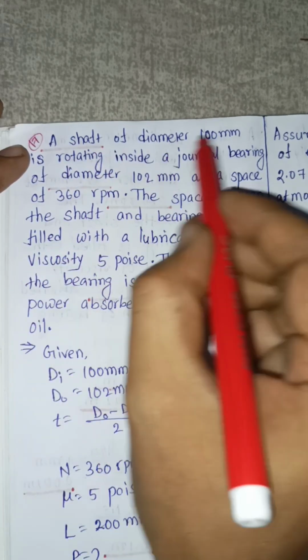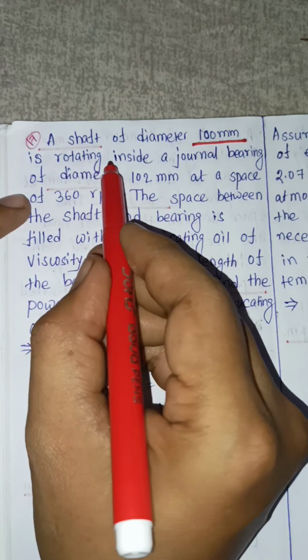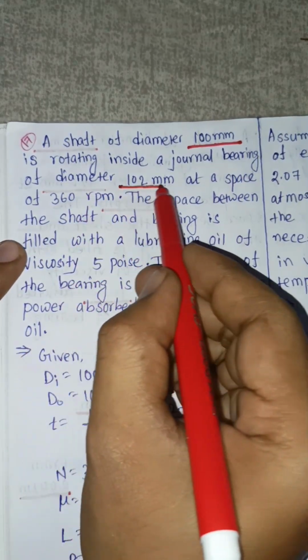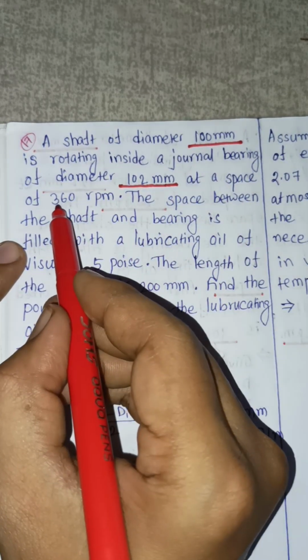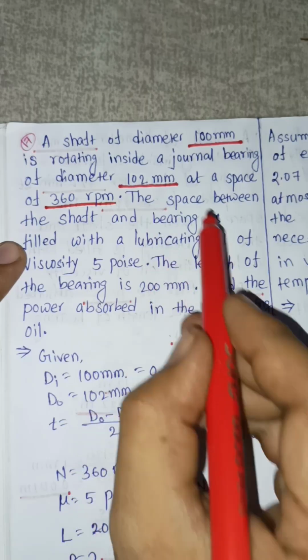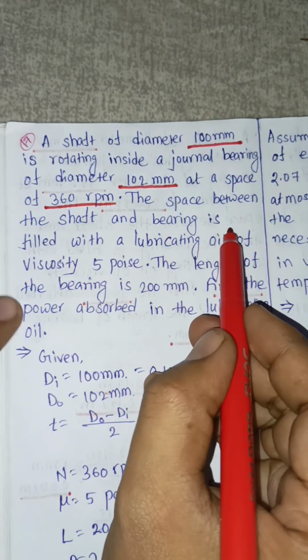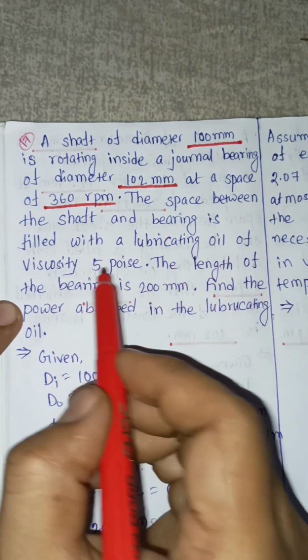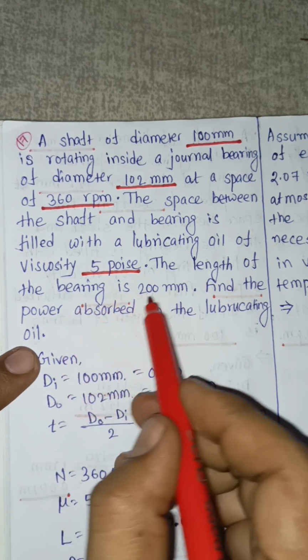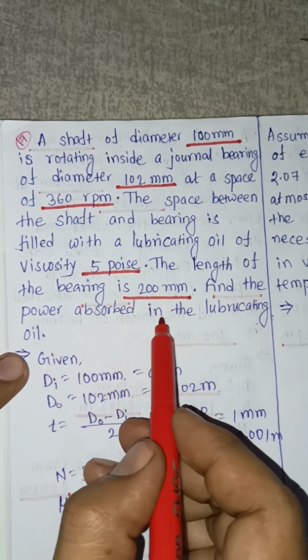A shaft of diameter 100 mm is rotating inside a journal bearing of diameter 102 mm at a speed that will be 360 rpm. The space between the shaft and bearing is filled with a lubricating oil of viscosity 5 poise. The length of the bearing is 200 mm. Find the power absorbed in the lubricating oil.